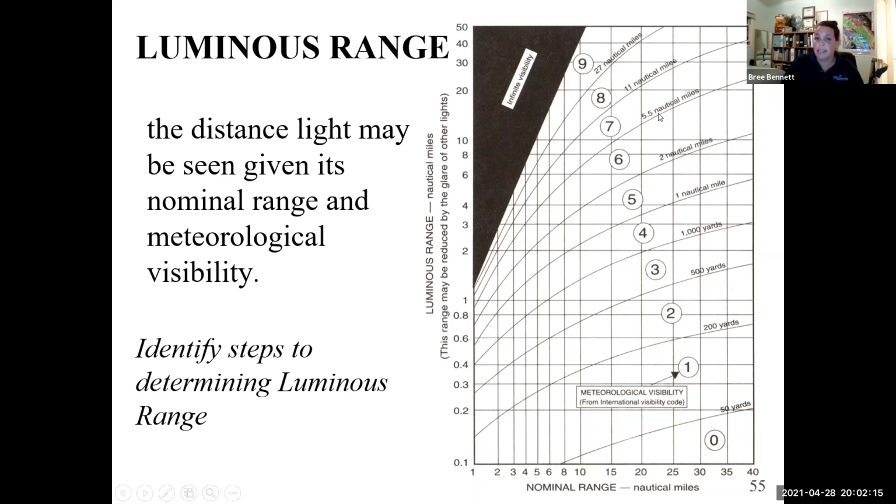But our visibility is 5. We can still see that light at 9 nautical miles, even though perfect visibility would be able to see it at 15. Okay.